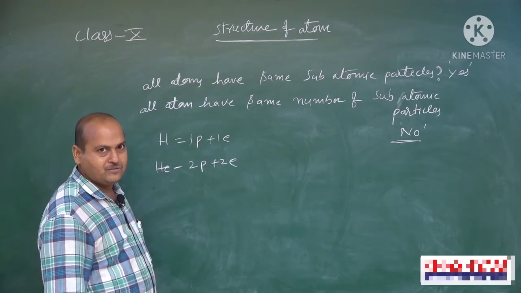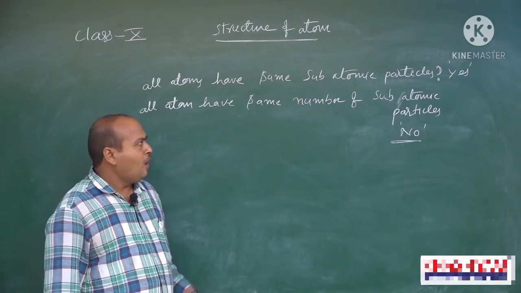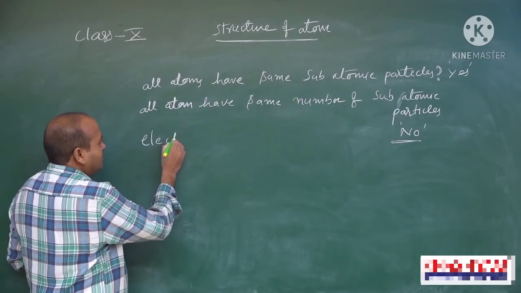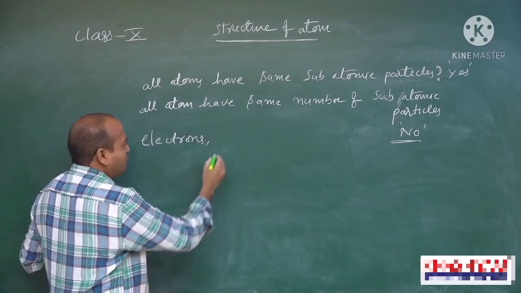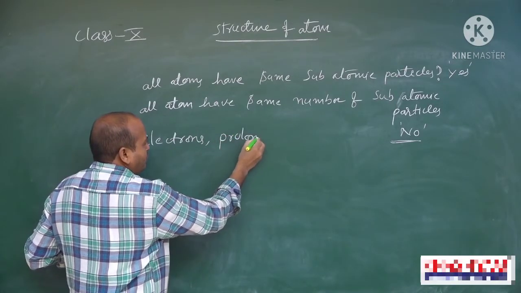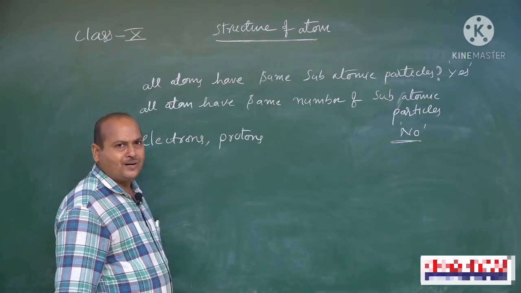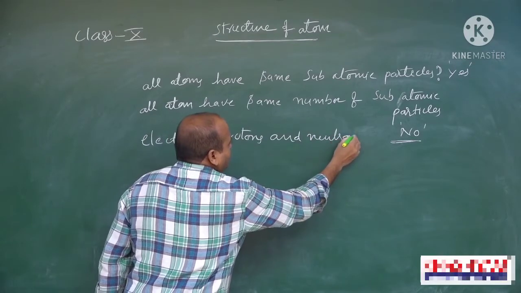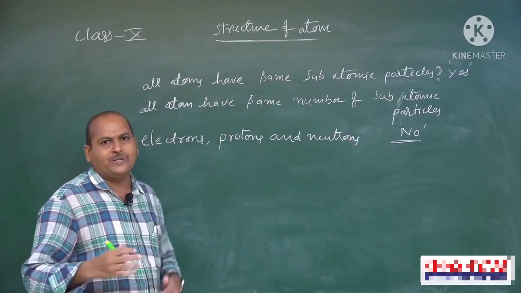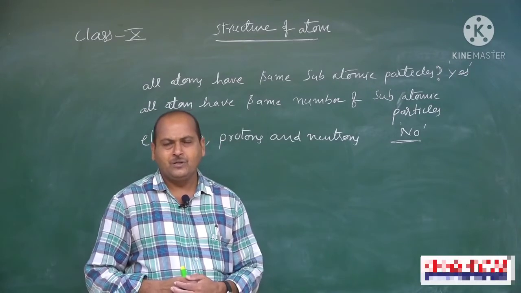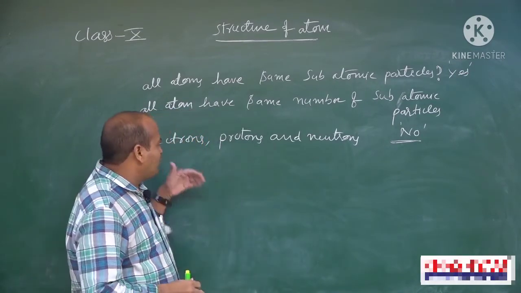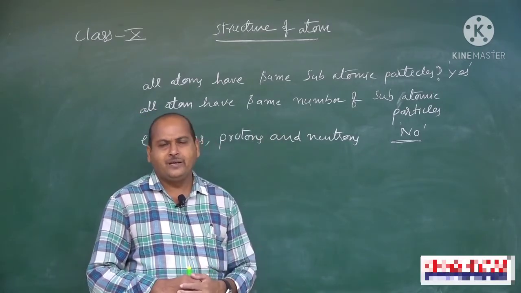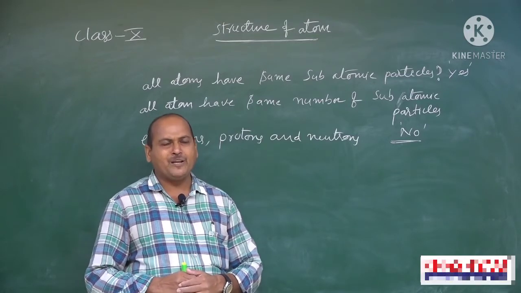Now we have to know how these subatomic particles, electrons, protons and neutrons, are arranged and distributed in an atom. If you want to know the distribution of electrons, protons and neutrons in an atom, we have to know the spectrums. So what is meant by spectrum?